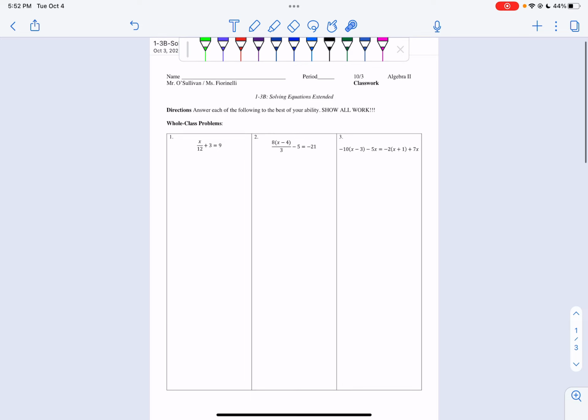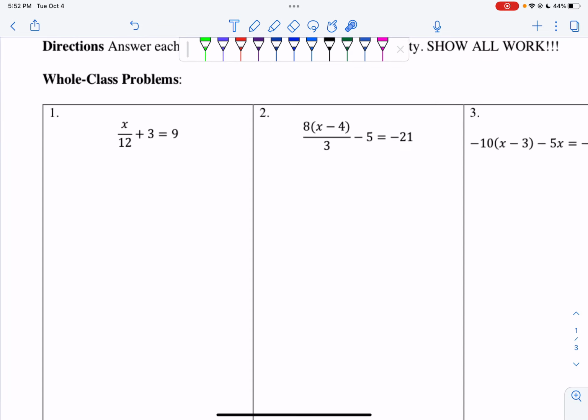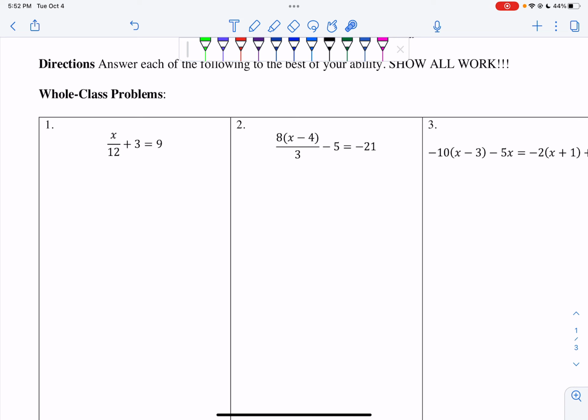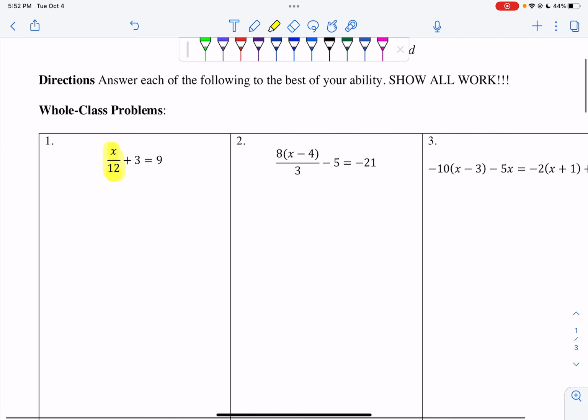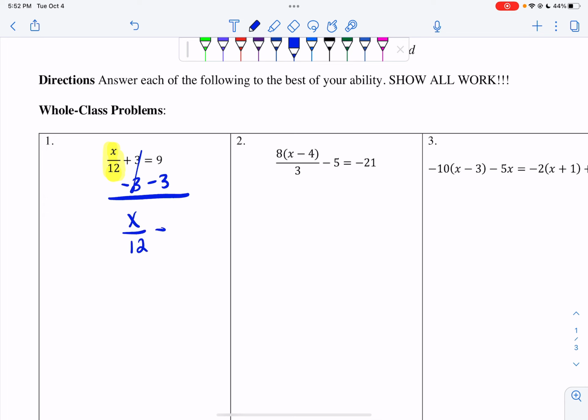All right, so let's see how we solved these problems in class. In our first equation, we have x divided by 12 plus 3 equals 9. The first thing I want to do is isolate that x divided by 12 term, that way I can get rid of my 12 and then get x by itself. So I'm going to subtract 3 from both sides of my equation, and then I get x divided by 12 equals 6. Now, there are two ways I can do this. Right now, I can ask myself, how do I get rid of a divide by 12? And that's by multiplying by 12. The 12's cancel, and then I get x is equal to 72.